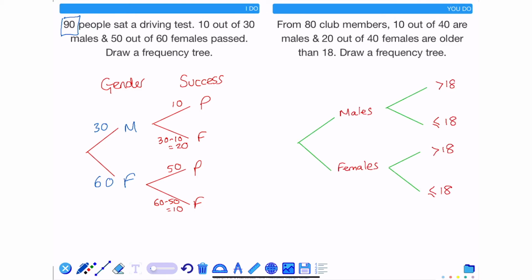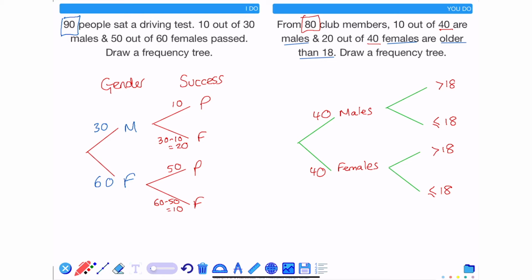So having drawn a frequency tree template for this question, I can see that there are males and females, and the second category is whether they are older than 18 or not. Although there are 80 club members, 40 are male and 40 are female, and this information will go on my first branch. 40 males and 40 females. 40 and 40 make 80.